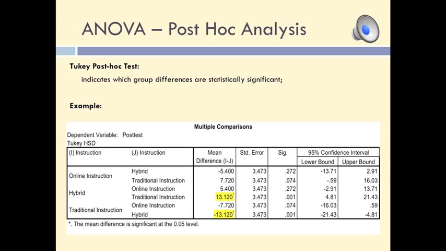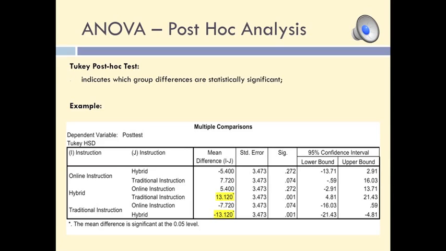The first column of the table shows the first term of the subtraction, and the second column shows the second term of the subtraction. For instance, the first row is for the difference between online instruction and hybrid instruction, while the second row is for online instruction minus traditional instruction, face-to-face instruction, and so on. Mean differences between groups are reported in the third column of the table. The differences that are statistically significant have an asterisk next to them.